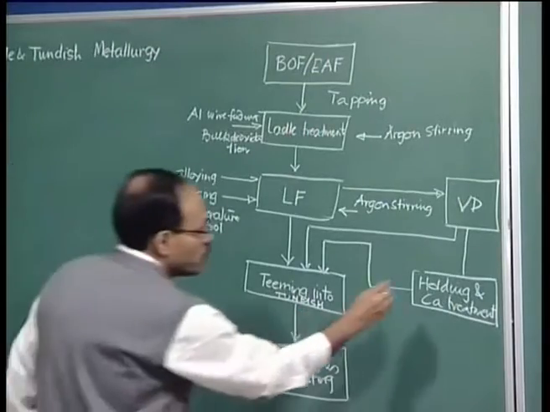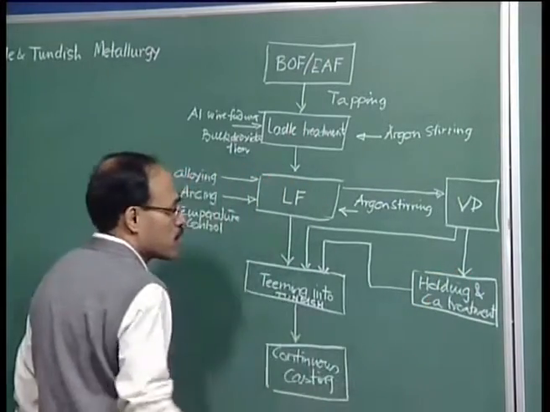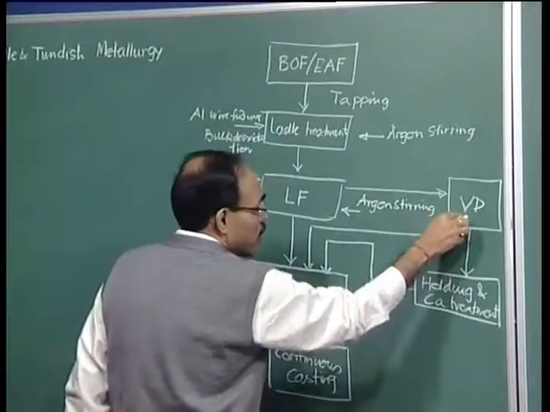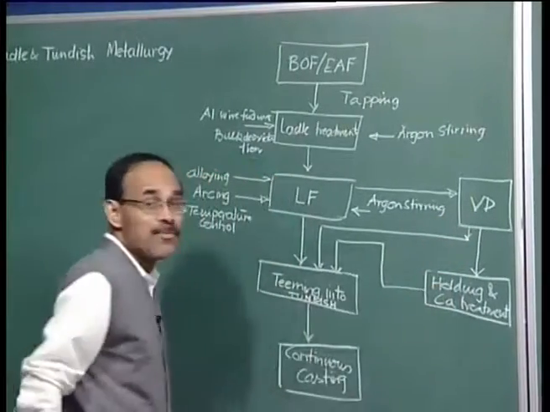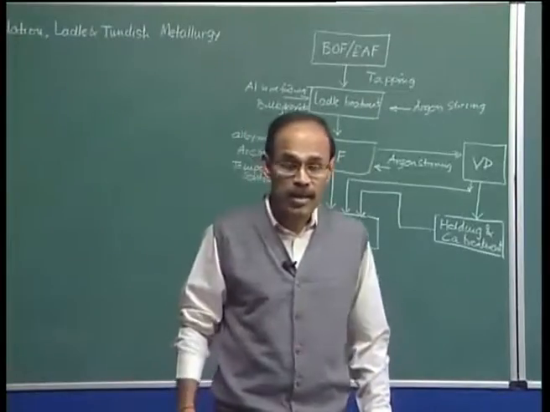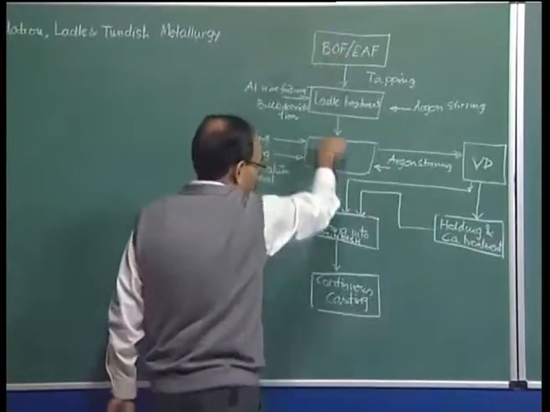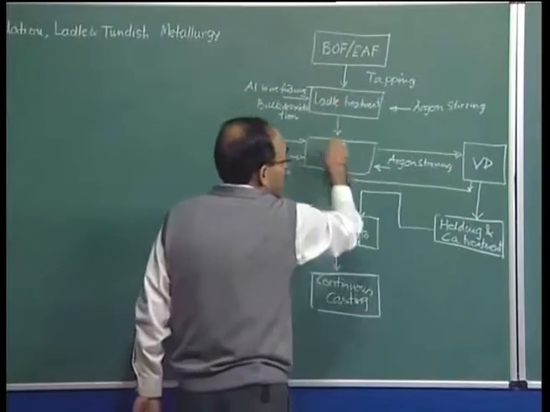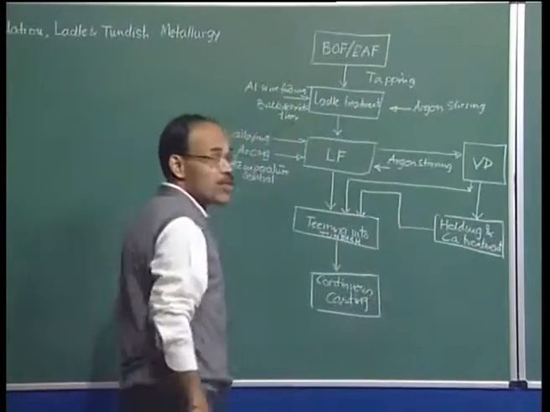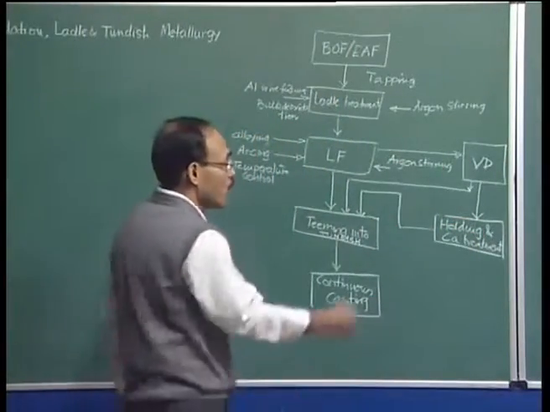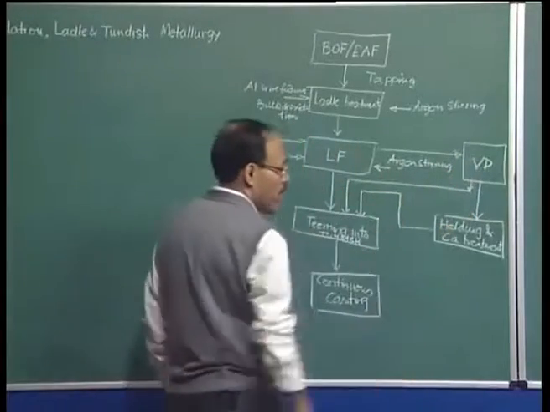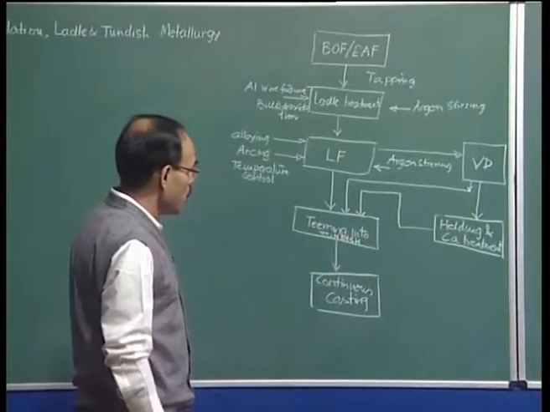So, these are optional treatments. We can have vacuum degassing as well as holding and calcium treatment. They are not for every grade of steel. Therefore, I have left it on the right hand side, and this is the straightforward ladle metallurgy circuitry, and these are the expensive or more exotic ladle metallurgy circuitries for enhanced composition and control of steel.